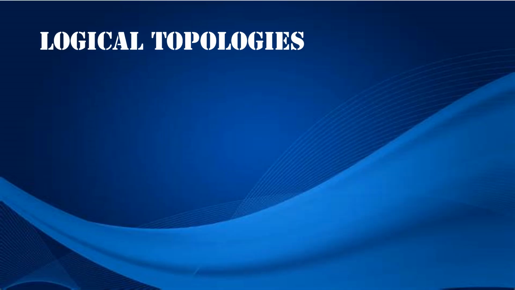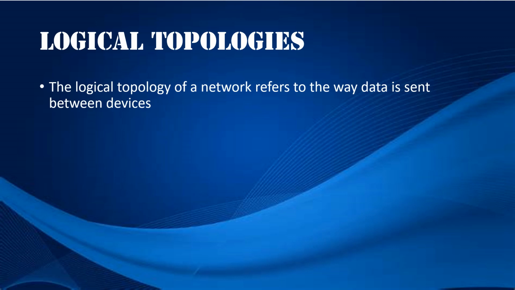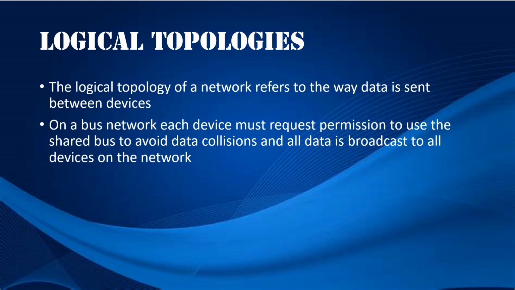The logical topology of a network refers to the way data is sent between devices. On a bus network, each device must request permission to use the shared bus in order to avoid data collisions. We'll be learning more about this in an upcoming video. Also, all data is broadcast to all devices on the network.